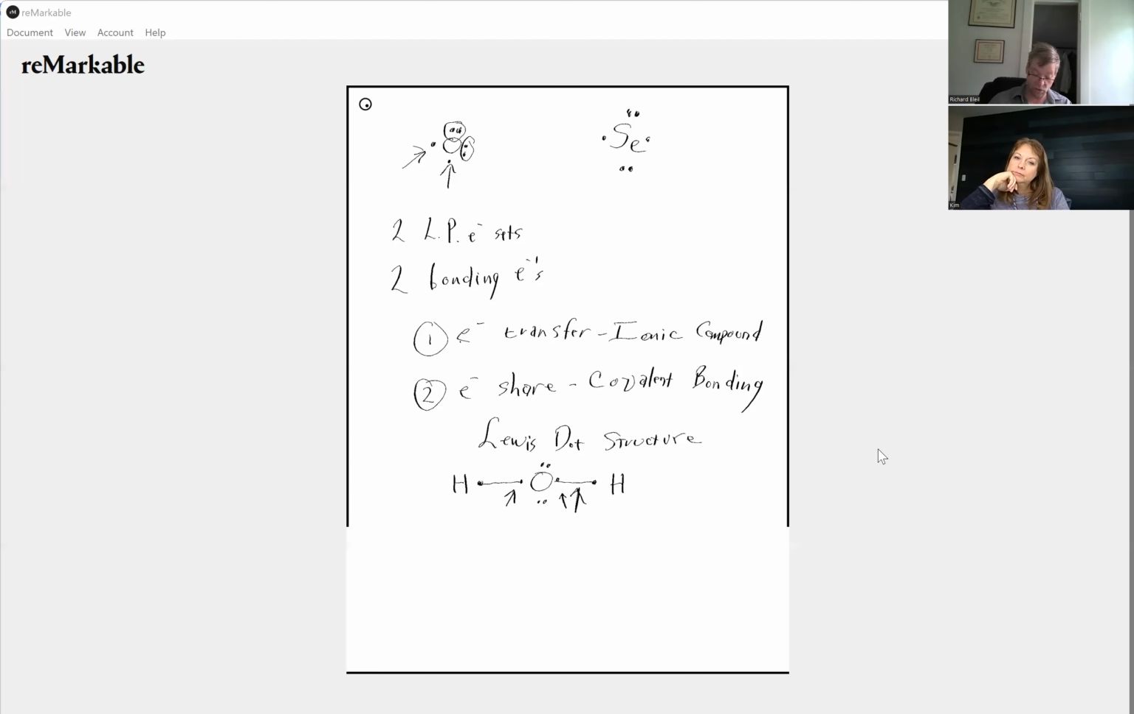But how do you know if it's going to form an ionic or covalent compound? We know by using the Pauling electronegativity scale.